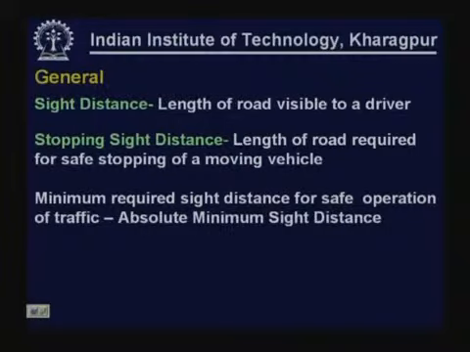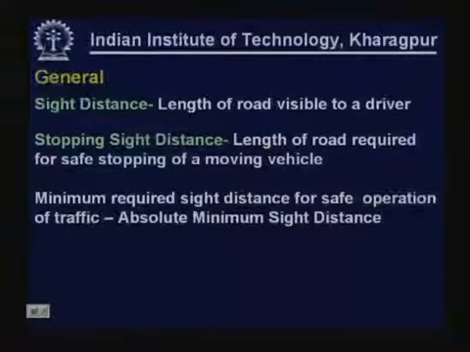What is sight distance? The length of the road visible to a driver is the available sight distance. It is the actual length of the road, not the straight line distance. It is basically the actual length of the road visible to a driver.